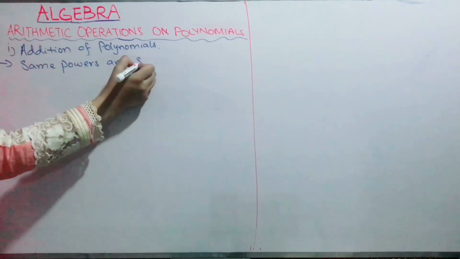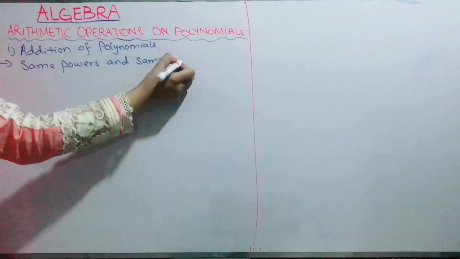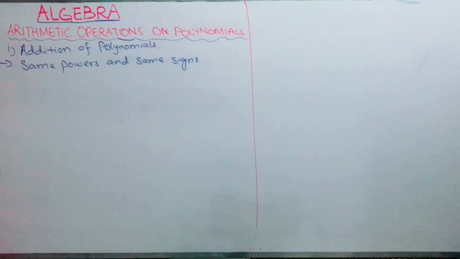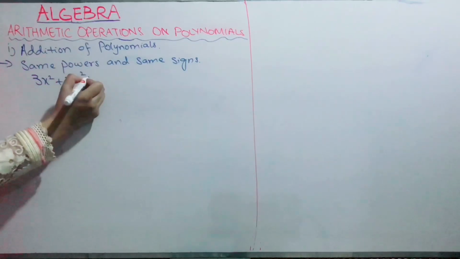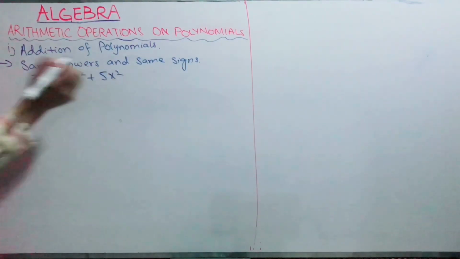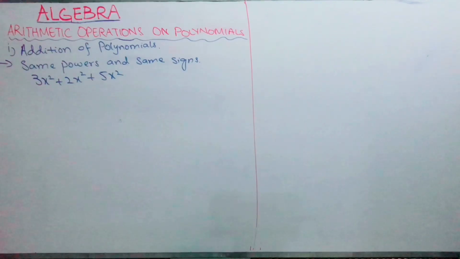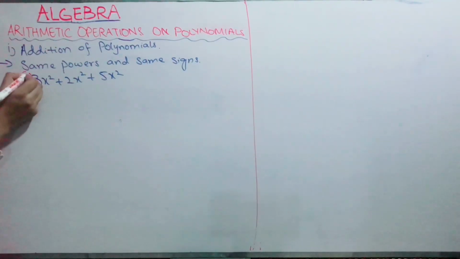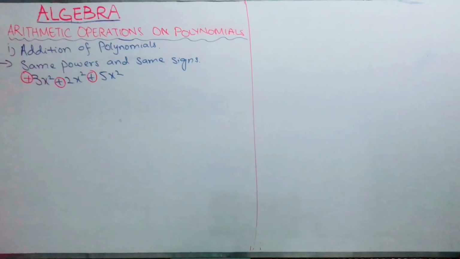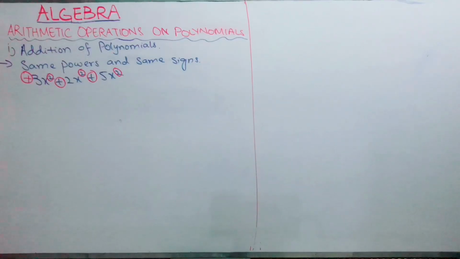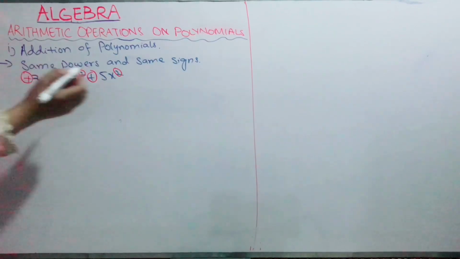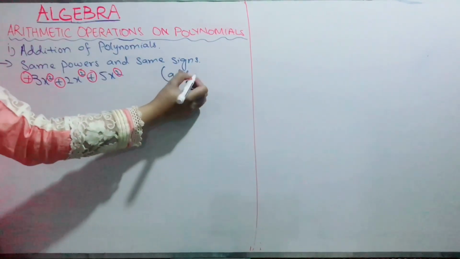and same signs. When you are having same signs and same power, let's suppose you are having 3x square plus 2x square plus 5x square. Right? Now you can see that you are having same signs, plus, plus, plus, and see the powers 2, 2, 2. So you are having same powers and same signs. It means you just have to add coefficients.